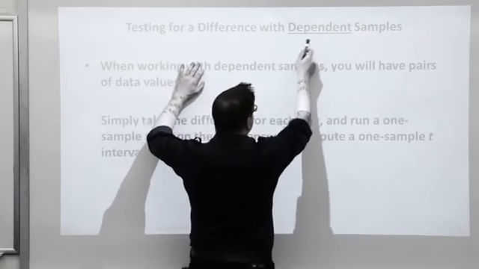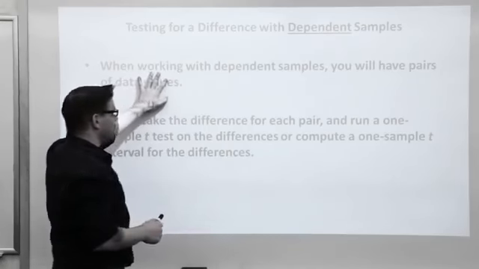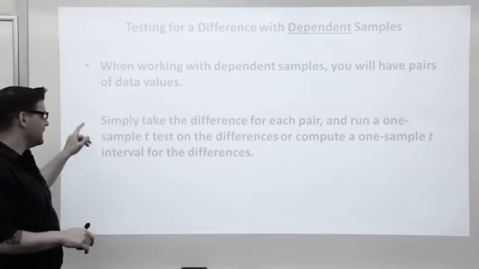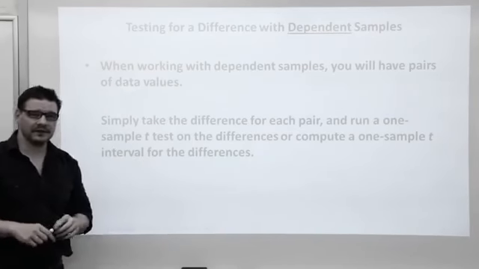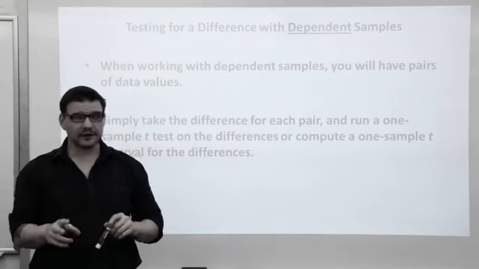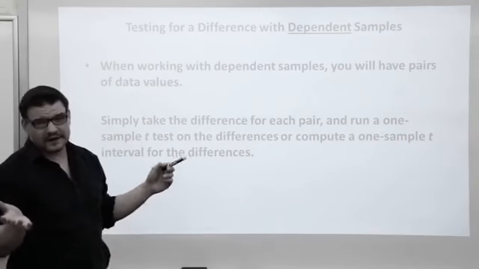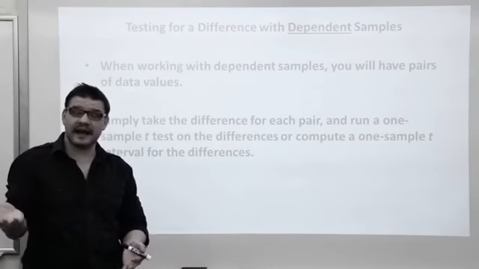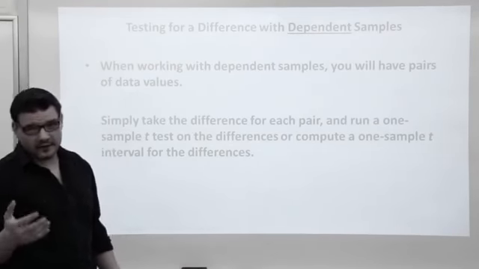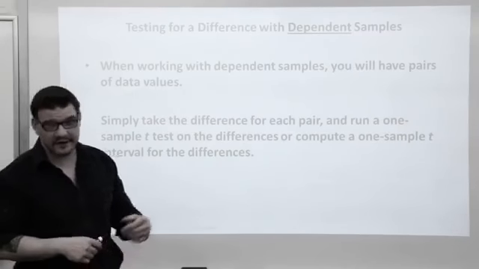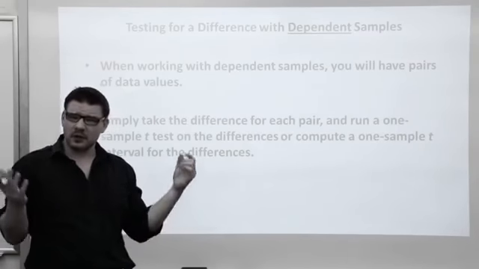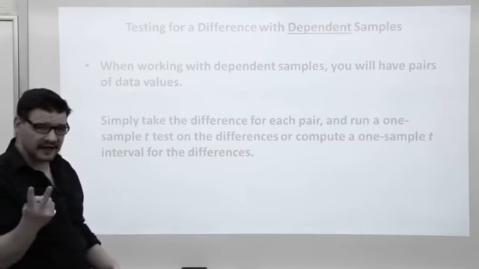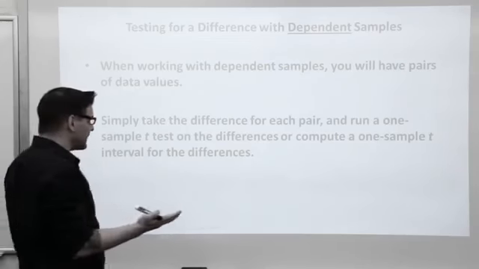So, dependent samples, or testing means. When working with dependent samples, you're going to have pairs of data values. Simply take the difference for each pair. You take your two values and you subtract them. So for instance, if you were doing a weight loss study and the same person was weighed in at the beginning and at the end, say their beginning weight was 215 pounds and say their ending weight is 200 pounds, you would take the difference. It'd be 15 pounds weight loss. That's your data value. You take the two and you combine it into one by subtracting.